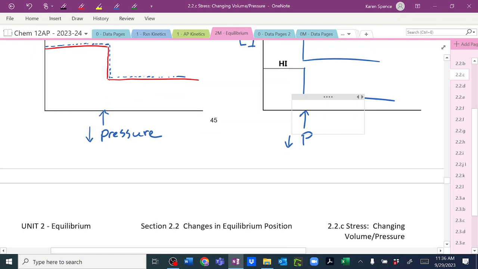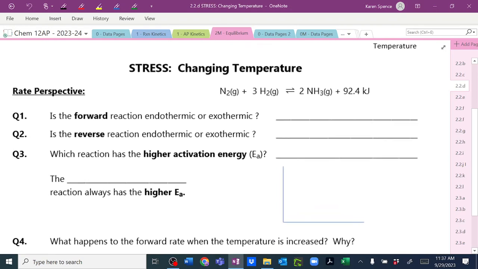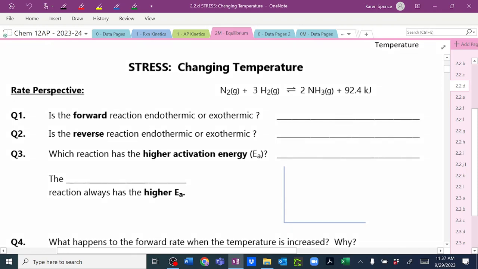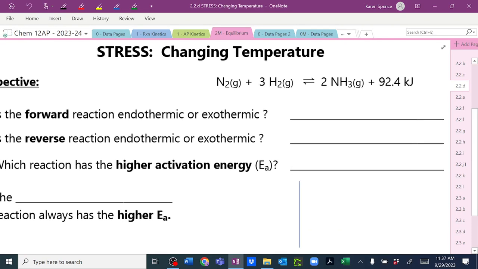So we're going to move on to page... Oh, where is it? Temperature is on page 50. Is the forward reaction endothermic or exothermic? This one here, page 50.